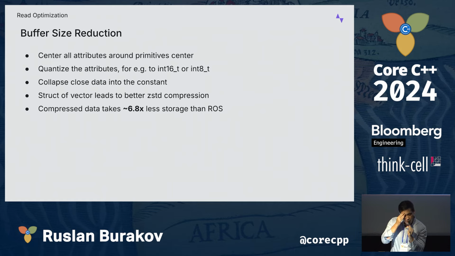All of those tricks combined lead to approximately 6.x smaller storage size than ROS, and it's 6.8 times smaller in the compressed space after the compression. In the decompressed space, it's 10 to 20 times smaller, so we can save even more. For example, it's a nice bonus to save on client RAM.